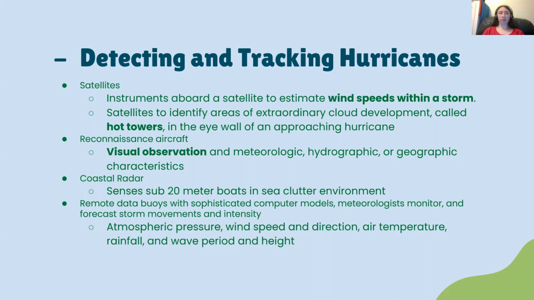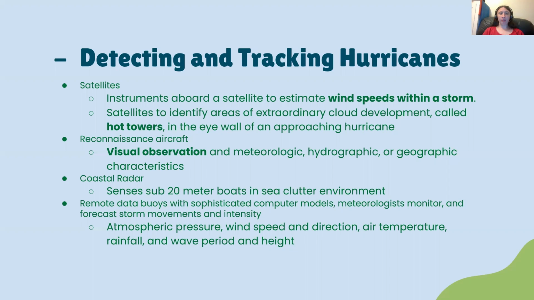Coastal radars sense sub-20-meter boats within the sea clutter environments. Sea clutter refers to the signals returned from the wave and turbulent rough sea surface. Remote data buoys, with sophisticated computer models, meteorologically monitor and forecast storm movement and intensity.